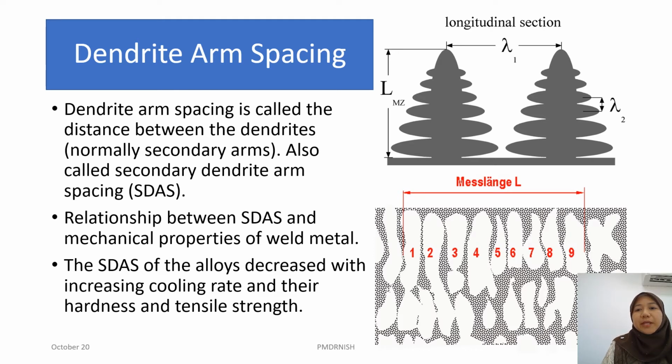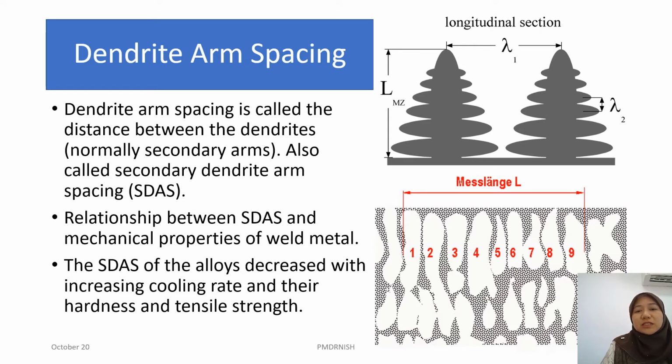This main bulk is called the primary dendrites. The space between one primary and another primary is called the primary dendrite arm spacing. It can also be measured, and it also determines the mechanical properties of the weldment, but the most common way is by measuring the secondary dendrite arm spacing.